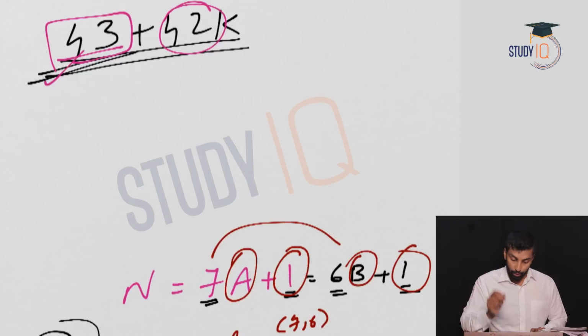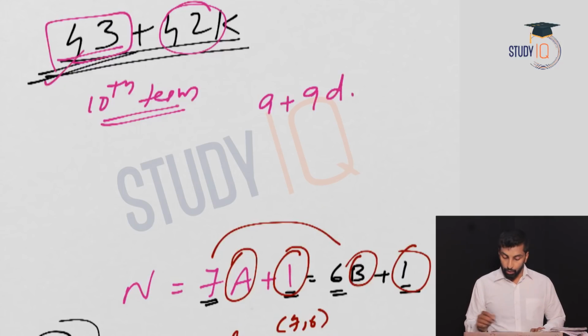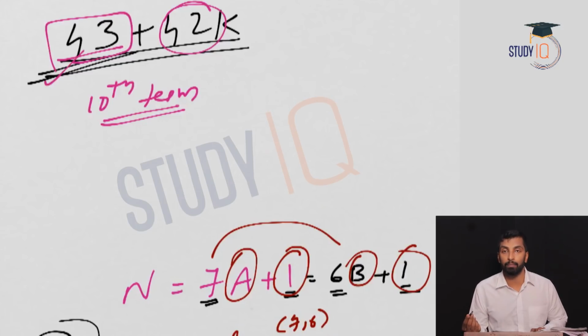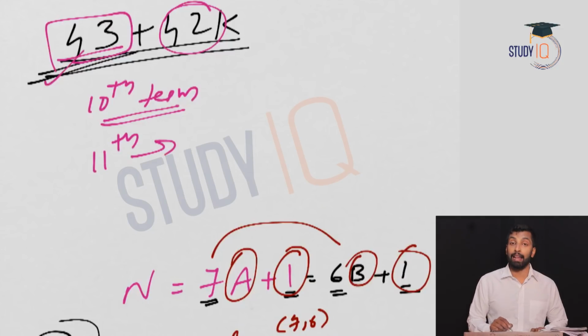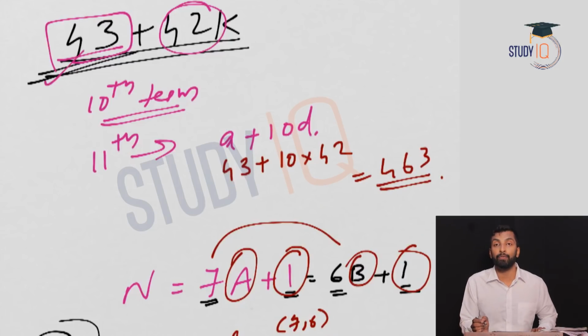So what is that? Nth term of an AP. If this is an AP, I am actually asking you the 10th term of an AP. How will you find it? The 10th term is A plus (n minus 1) into D, so A plus 9D. What is A? A is 43. What is D? D is 42. You will get the answer. Similarly, I can also ask you what is the 20th term, the 100th term, or the 11th term. What is the 11th term? A plus 10D. A is 43, D is 42. What is the answer? 463. So the 11th term is 463.